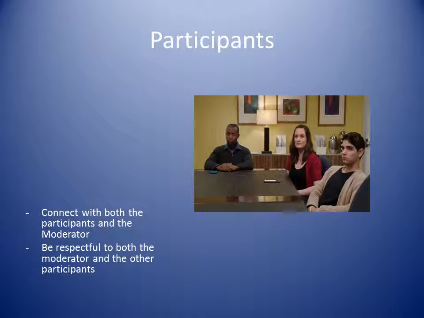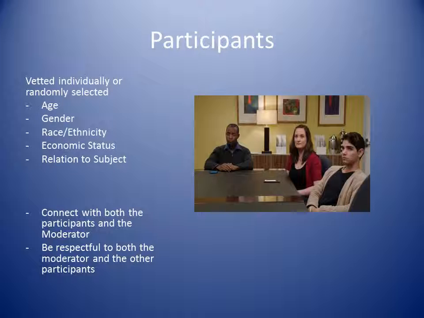Now, the participants themselves are usually vetted randomly or individually vetted for a certain reason, such as from a target market, trying to find the best connection that they have with the product itself. They can vary in age, gender, race, ethnicity, economic status, or their relation to the subject, although the last one tends to be very, very important in choosing a participant involved.